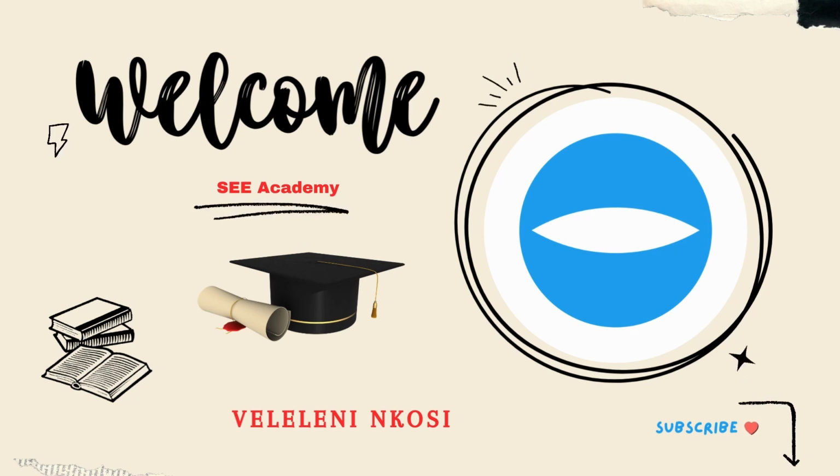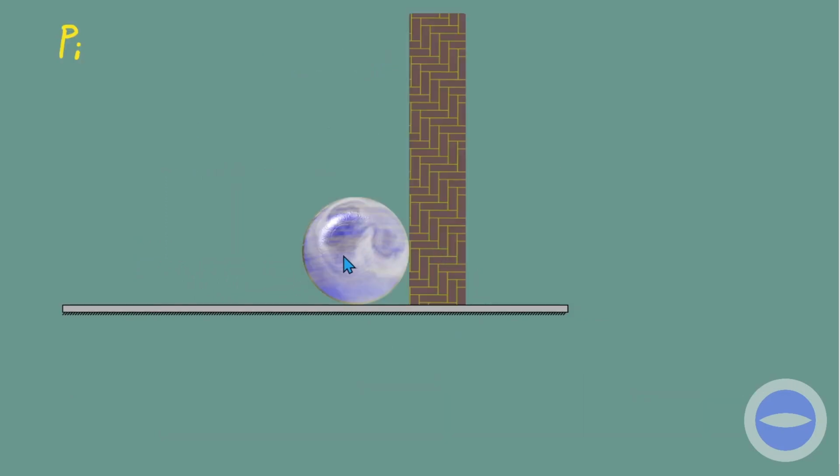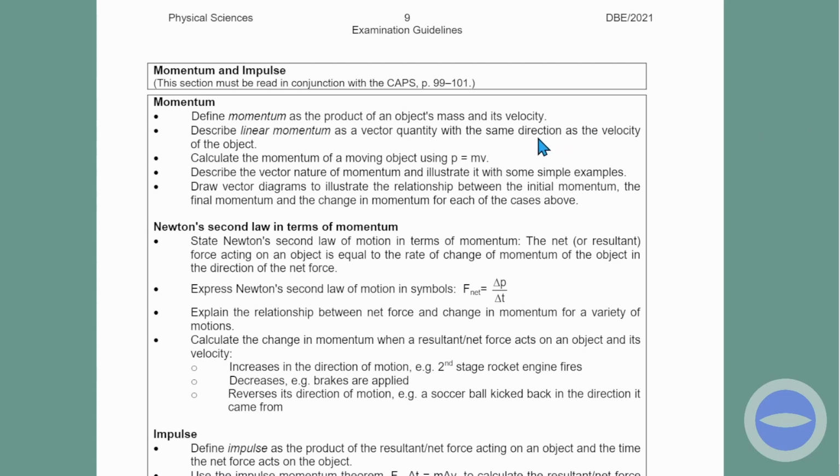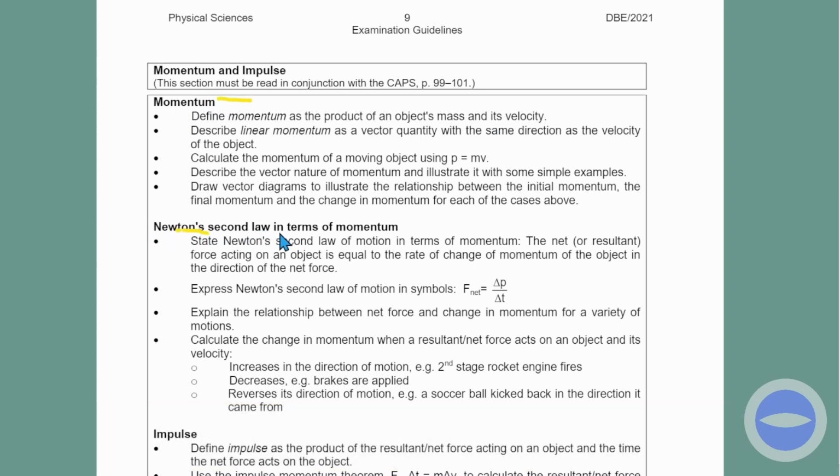In this lesson we discuss the examination guideline regarding momentum and the impulse. The document that you see on your screen is an examination guideline downloaded from the Department of Basic Education website. In this video I will only discuss momentum and Newton's second law in terms of momentum. The other topics will have a separate video so that we can avoid very long videos.